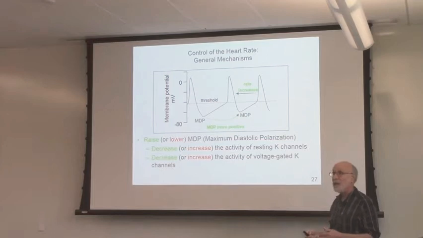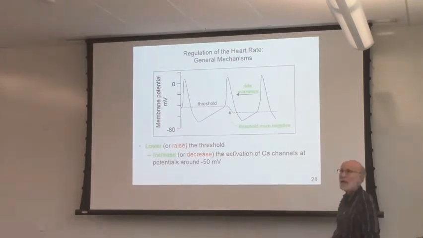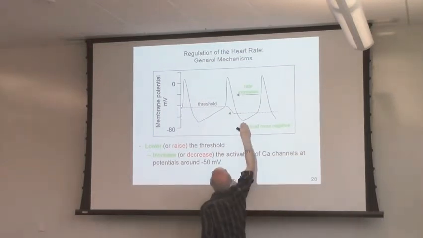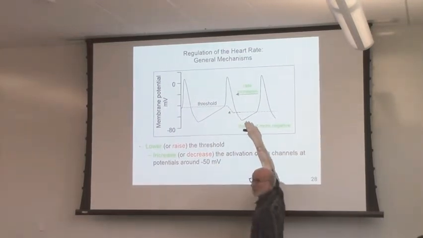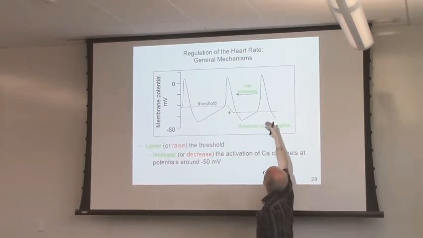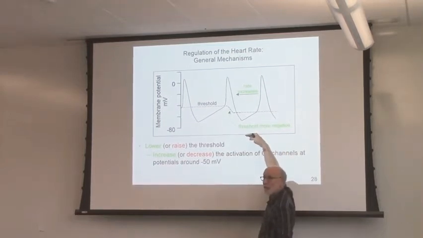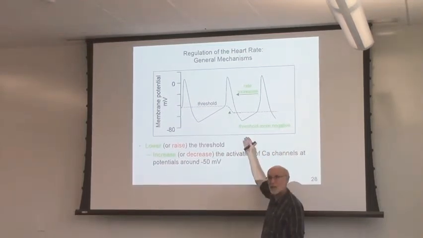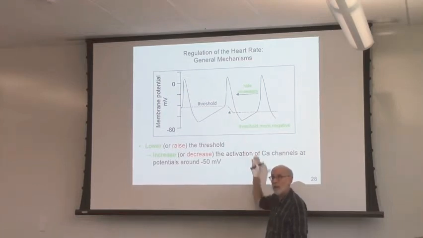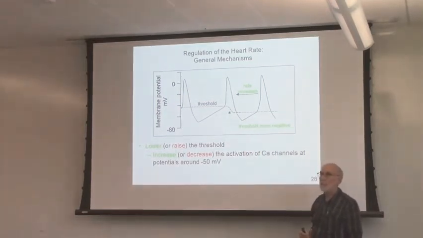And now in 3, which also changes, if we change threshold, we're not changing MDP, we're not changing the rate of slow depolarization, but if we make threshold more negative, it'll get to threshold faster, and the frequency will go up. Less time between beats, faster frequency, higher rate.